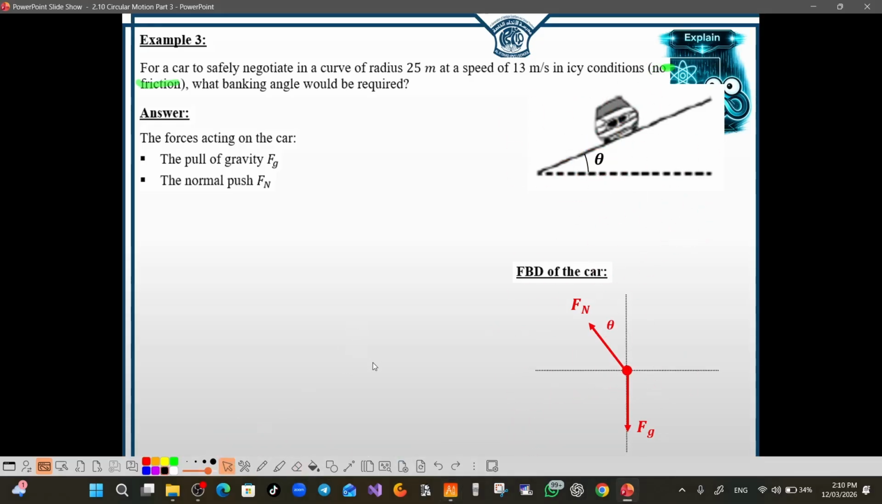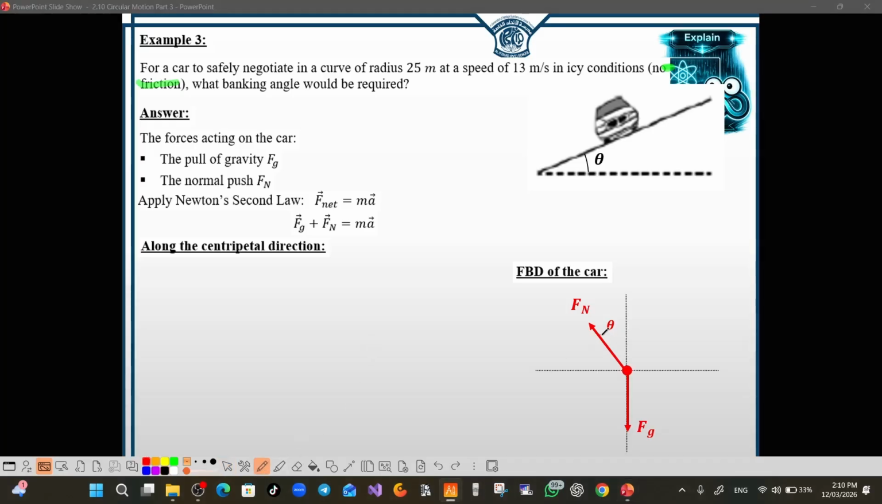Now let's apply Newton's second law to find this angle. If the net force is equal to ma, we have actually only two forces, Fg and Fn, equals ma. Now we apply the projection along the centripetal direction. And along the centripetal direction, the Fn can be decomposed into two components, one of them along the vertical.